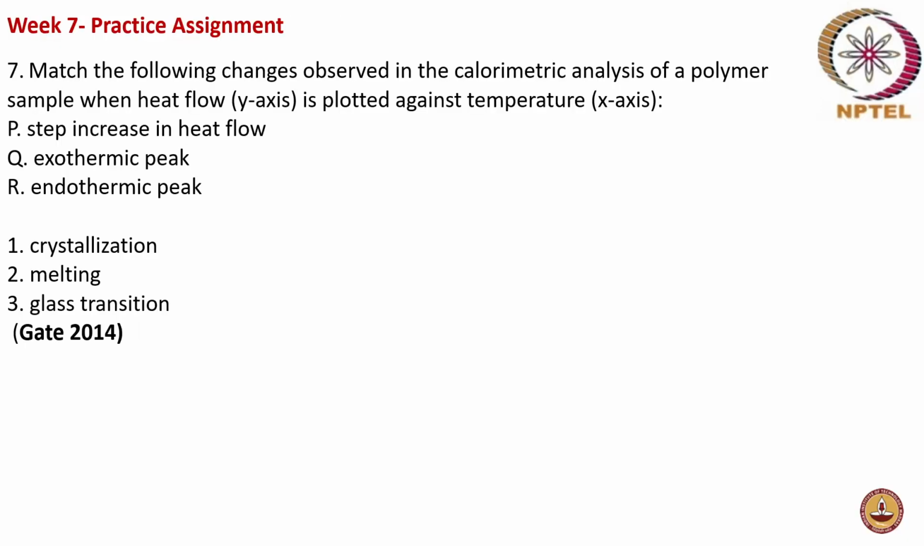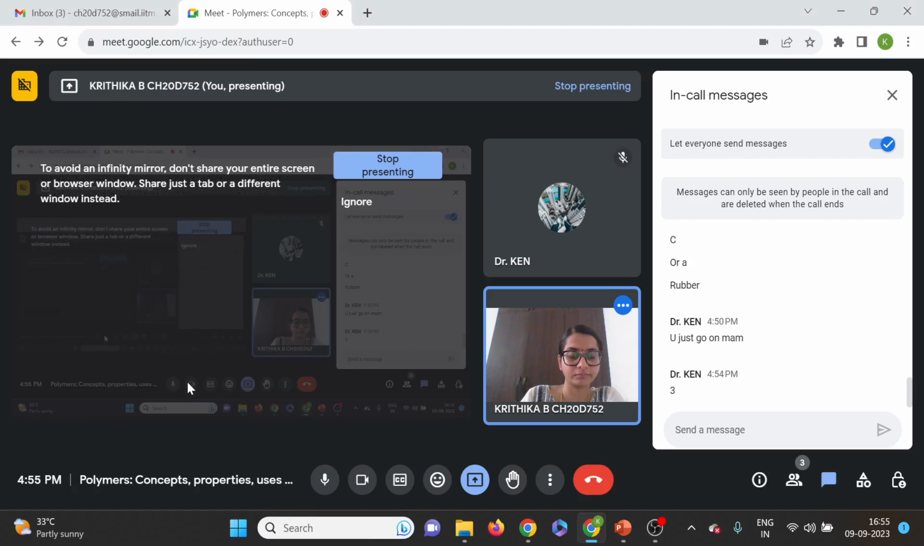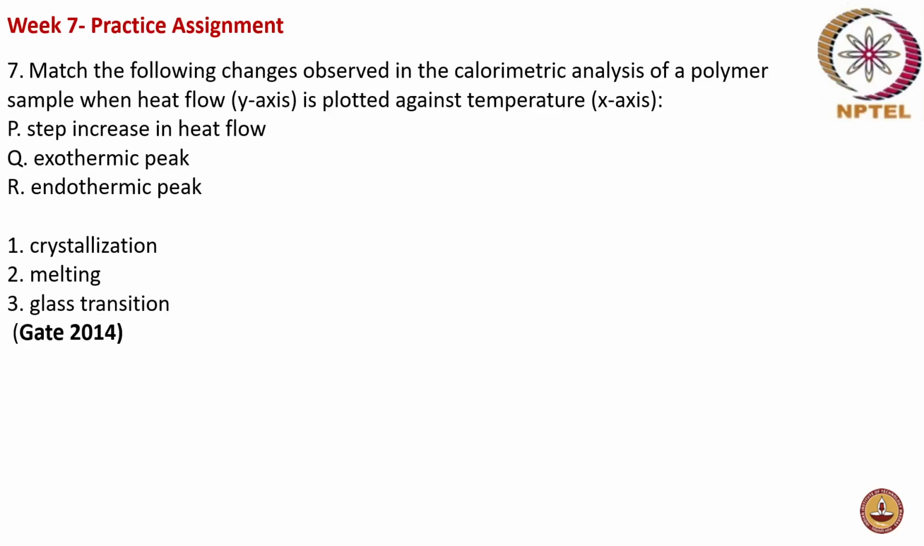What about the exothermic peak? Is it indicating crystallization or is it indicating melting? Okay, you're saying exothermic peak indicates melting. And the third option, you're saying that endothermic peak indicates crystallization. Now let's see what the answers are.